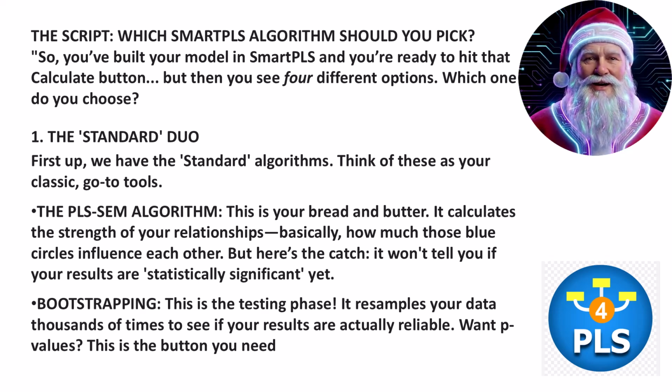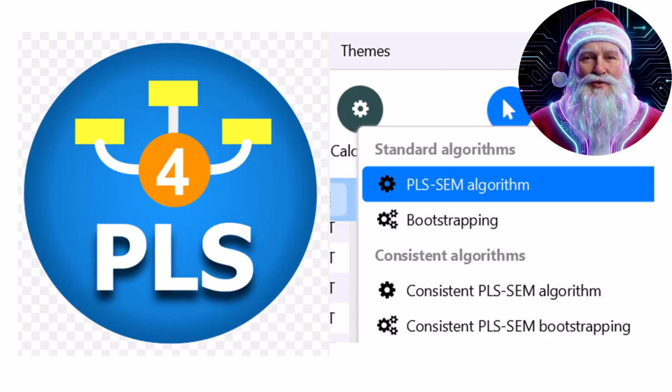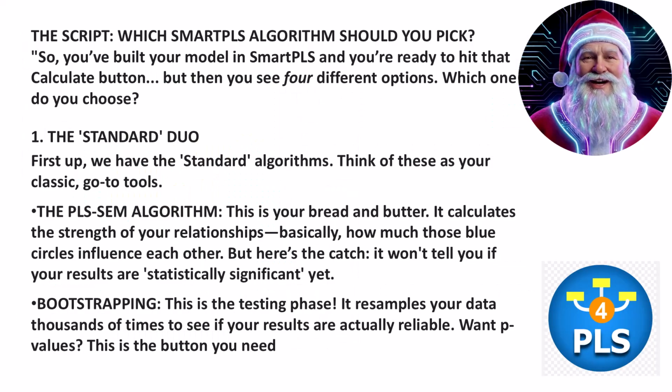First, let's talk about the standard duo. Think of the standard PLS-SEM algorithm as your bread and butter. This is the classic way of doing things, and it's great for getting your initial results, like your R-squared values or seeing how strong the connections are between your variables. But here is the catch. Have you ever noticed it doesn't give you those all-important p-values? That's where its partner, bootstrapping, comes into play.